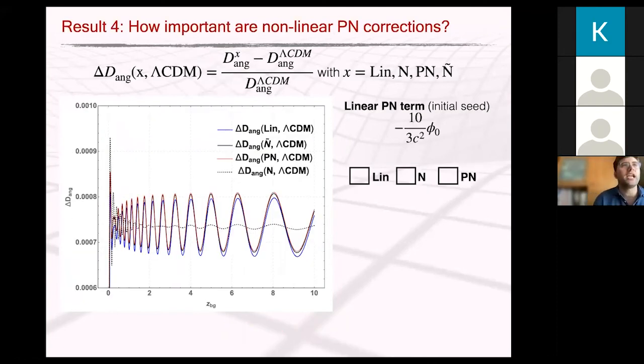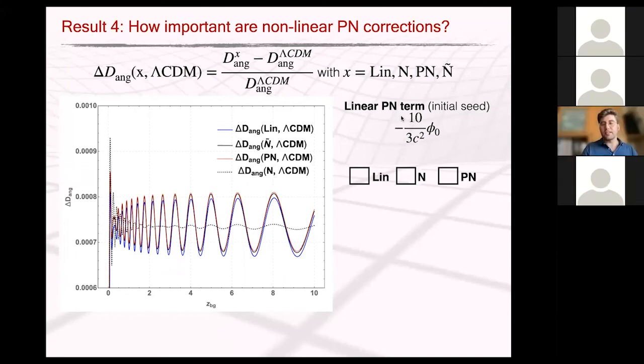So the last point was to identify, quantify and isolate the nonlinear post-Newtonian correction. In the first point, I said that we saw that the linear and the post-Newtonian angular diameter distance give the same corrections over the Newtonian angular diameter distance. We trace this behavior to the presence in the metric of this term, which is called the initial seed, and represents the initial conditions of the curvature perturbation. Once again, this term is linear and post-Newtonian, so it is present in the linear and post-Newtonian approximation of the metric, but it is absent in the Newtonian one.